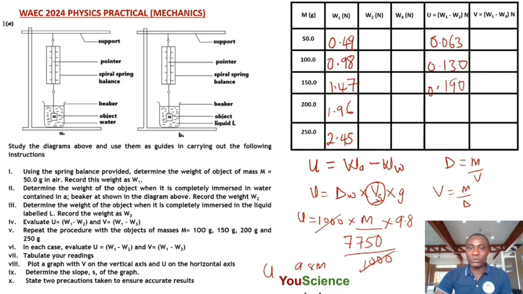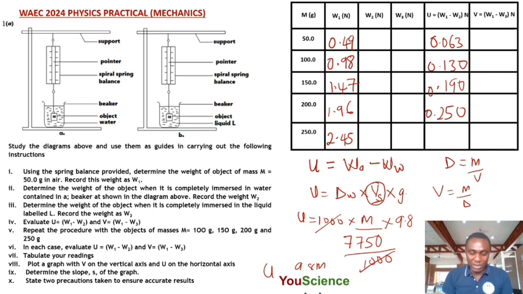0.190. Okay, so the next one, I'll go for 9.8 times the next mass, 200, divided by 7750. So that's going to give me 0.25. What I had was 0.2529, but I'll just take that to 0.250.